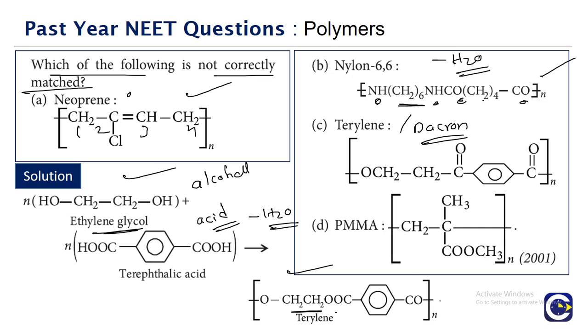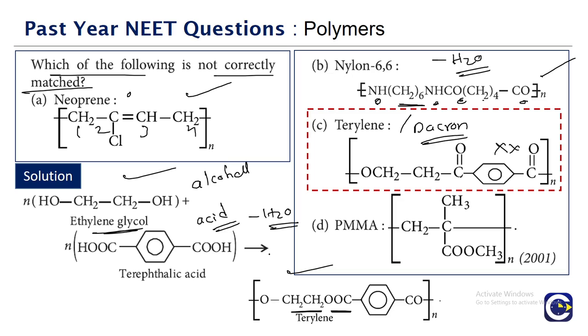Then we will have the COO, ester group should be there. But in the structure that you see here, right, they have given us what? CO only. Ester group is not present. So that is a wrong one. So the structure that they have given for terylene or Dacron is a wrong one. So it should be actually an ester. So terylene is example of polyester, right? But they have not given us the ester structure. That is why the one that is not correctly matched is what? Option C is not correctly matched.